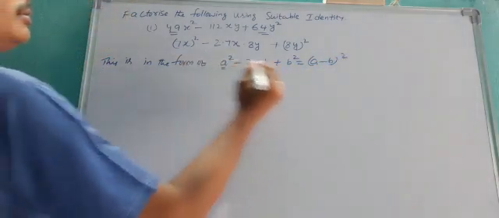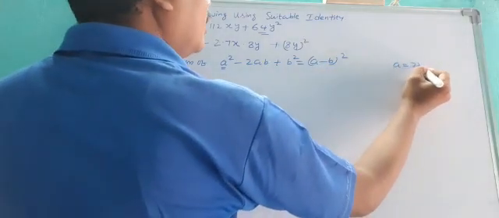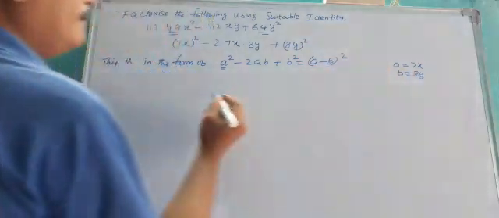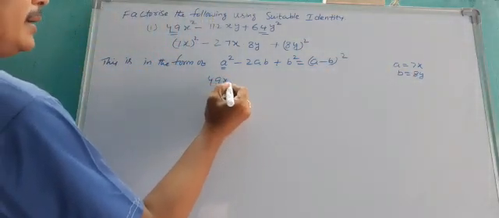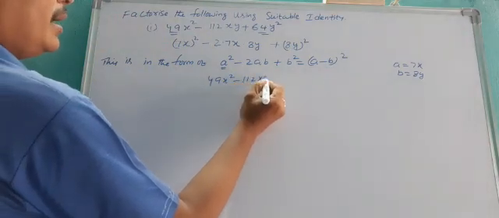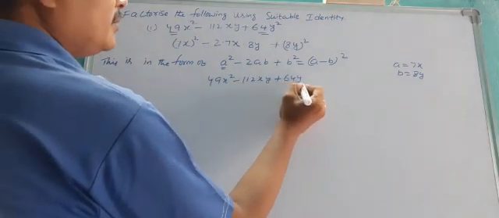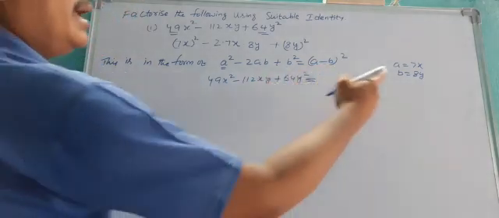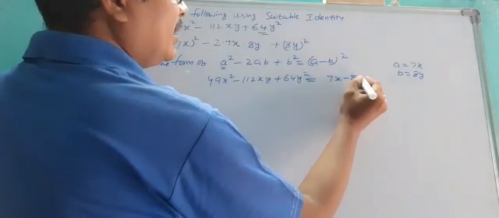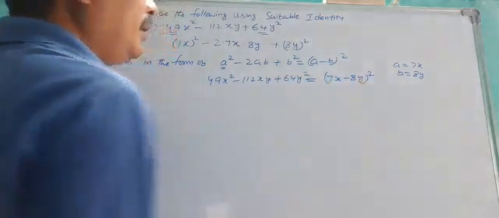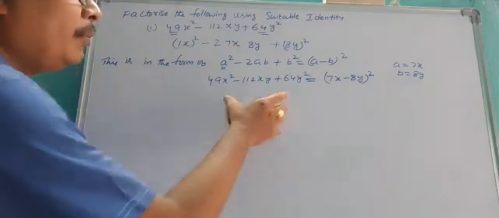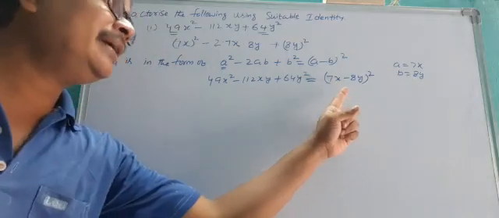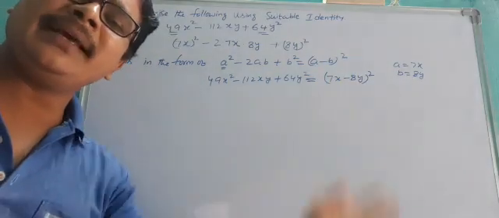Here a equal to 7x and b equal to 8y. Substitute them. So 49x square minus 112xy plus 64y square equal to (7x minus 8y) whole square. Okay, so that means the given polynomial can be expressed as product of two polynomials. What are they? (7x minus 8y) into (7x minus 8y).